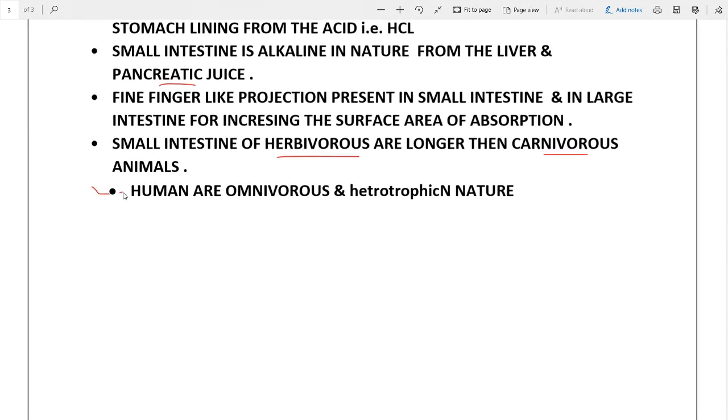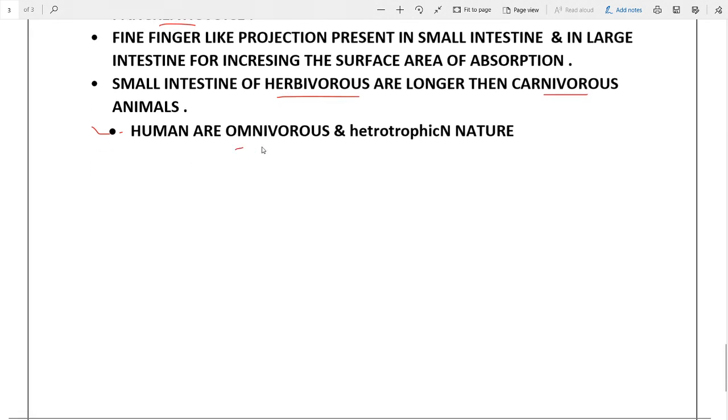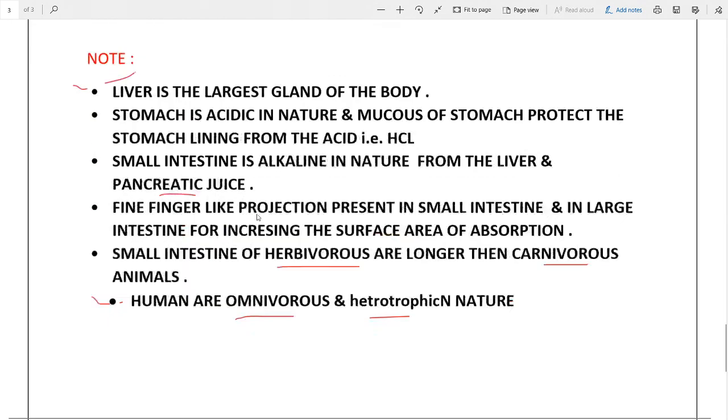And humans are considered omnivorous in nature, means they are herbivorous as well as carnivorous in nature, and heterotrophic in nature. So this is very important, that they are omnivorous and heterotrophic in nature.